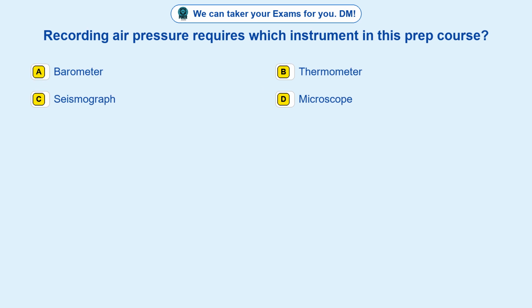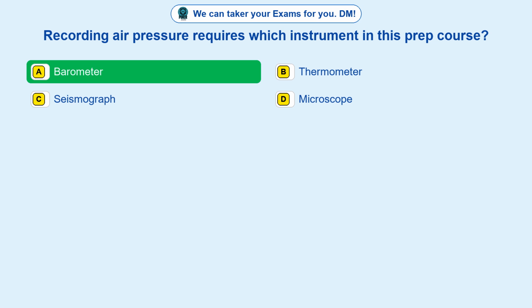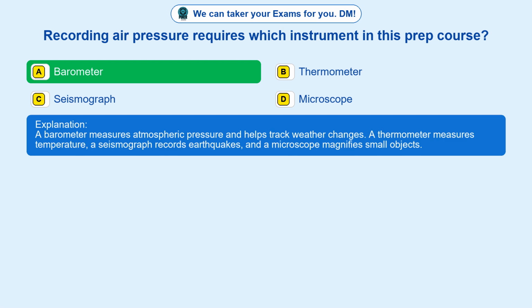Question 100. Recording air pressure requires which instrument in this prep course? Option A, barometer. Option B, thermometer. Option C, seismograph. Option D, microscope. The correct answer is option A. Barometer. A barometer measures atmospheric pressure and helps track weather changes. A thermometer measures temperature, a seismograph records earthquakes, and a microscope magnifies small objects.